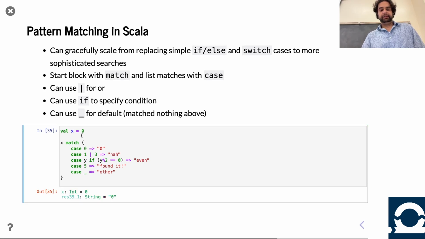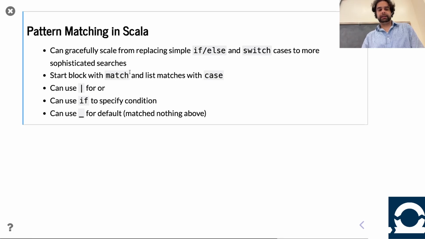So for example, you can see it goes through these cases. Okay, if it's 0, it matches 0. If it's 1, it goes there. If it's 2, it's going to be even because it satisfies this. 3 is still, nah, that's not what we're looking for. 4 is even. And then 5, found it. And then anything bigger than that, oops, that's a new one.